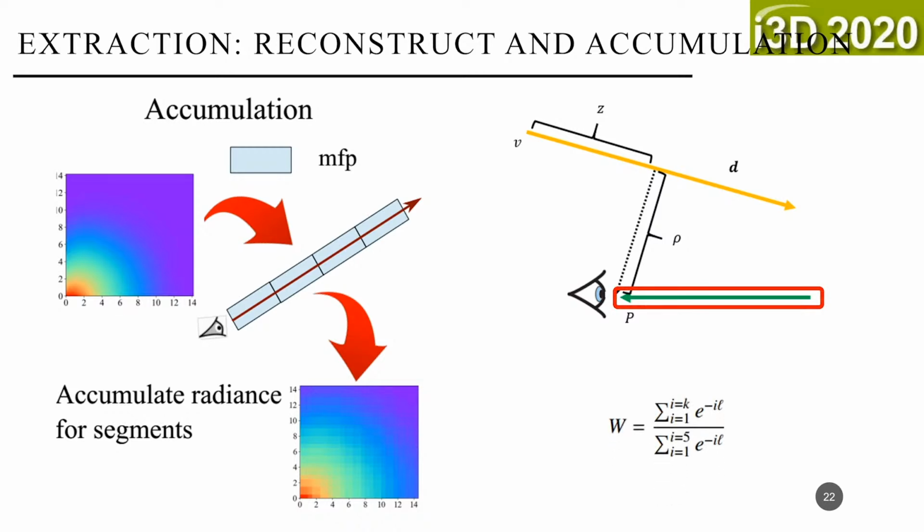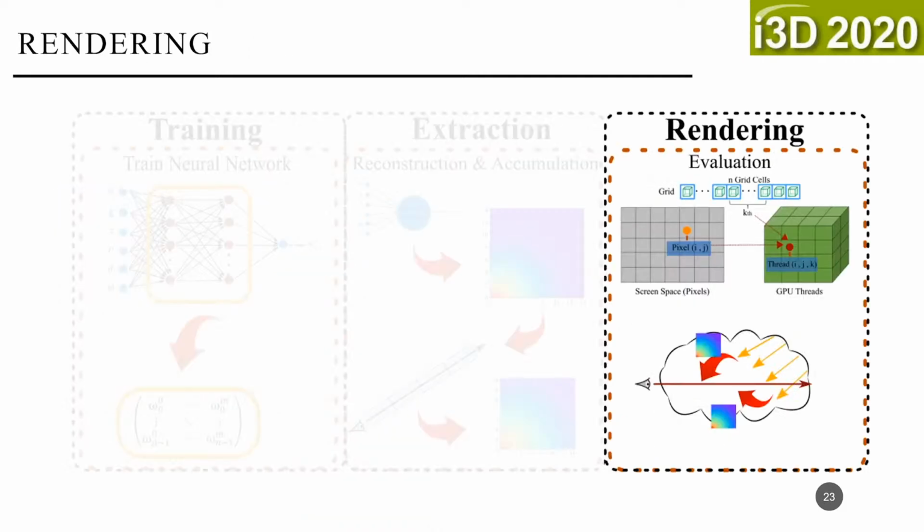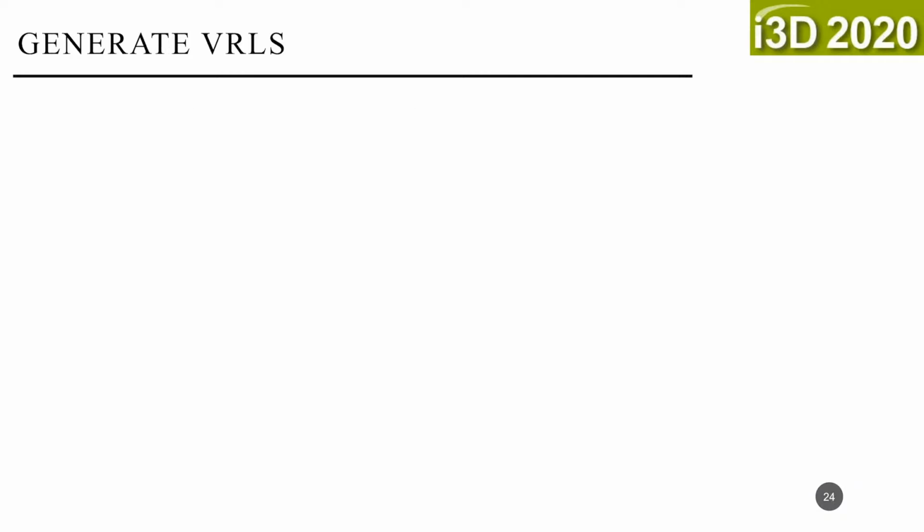For camera rays that are not a full mean-free path, we use a weight based on the actual length to scale the radiance. In the rendering stage, we compute direct illumination and store the first segment inside the medium into a buffer. We use VRL for our rendering algorithm.